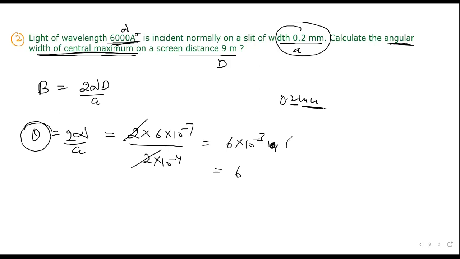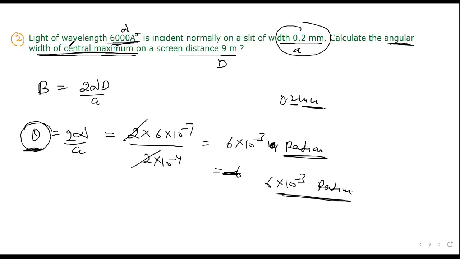So this answer is what in radian? Yes, what is the answer? Radian. This much is 6 into 10 power minus 3 radian. When the angle is very small, we write like this format. So the answer is in radian, not degrees, like we have done previously with sine theta. Okay, let's move on to the next problem.